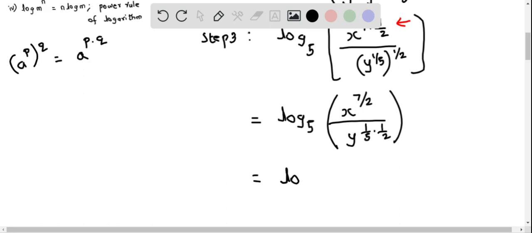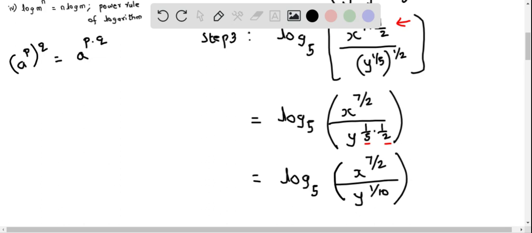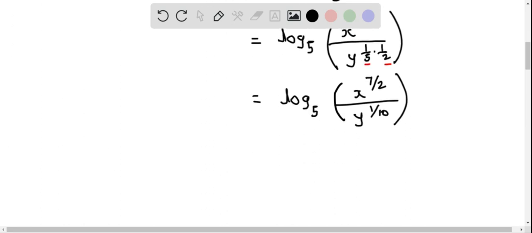So therefore we can rewrite this as log to the base 5. The numerator part remains as it is, that is x raised to the power of 7 by 2, over y. These two powers will get multiplied, that is 1 by 5 times 1 by 2. This is equal to 1 by 10. So I write y raised to the power of 1 by 10. So we close this bracket, and this completes our step 3. Now let's do step 4. In step 4, we are going to rewrite this logarithmic expression using the properties of logarithms.